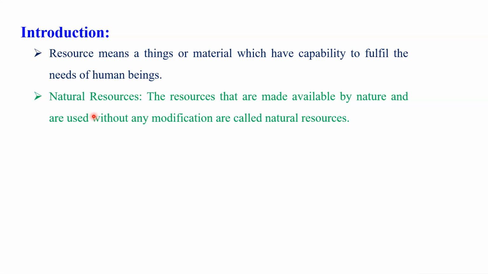Therefore, first we try to understand again what we mean by natural resources. The resources that are made available by nature and are used without any modification are called natural resources. What are the natural resources? The resources made by nature itself and used by human beings for various purposes are known as natural resources. In the creation of natural resources, the role of human beings is totally zero. Whatever natural resources we have on the earth's surface are created by nature itself. Therefore, they are known as natural resources.